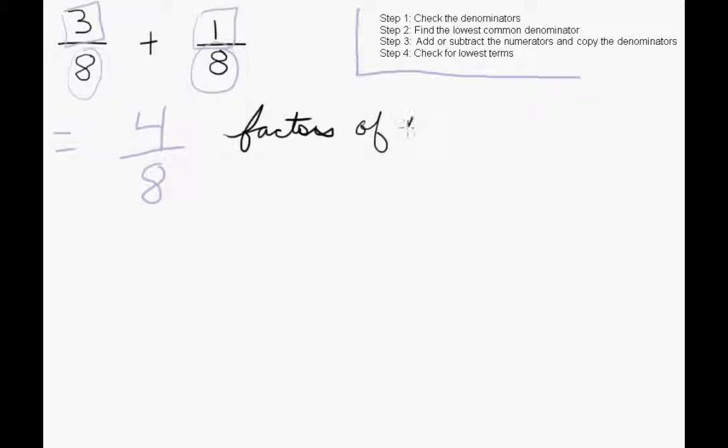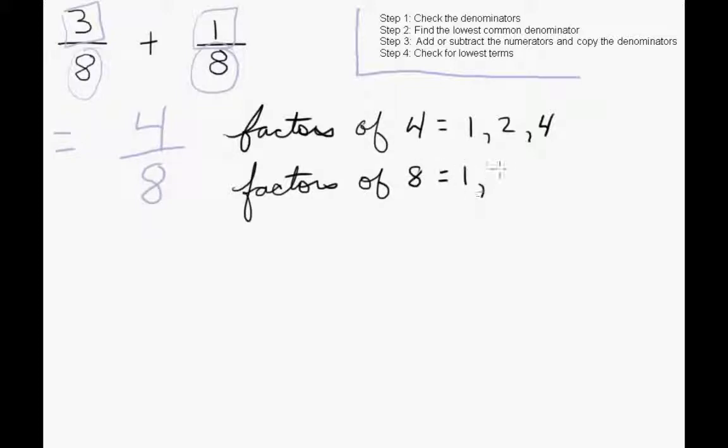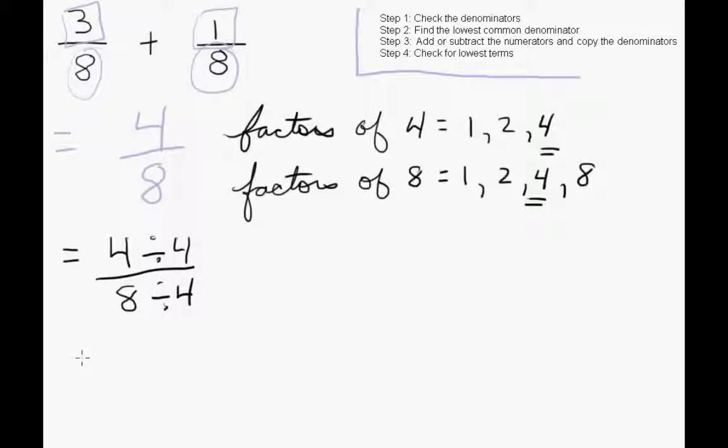of each number. So the factors of 4 are 1, 2, and 4. And the factors of 8 are equal to 1, 2, 4, and 8. Here we can see 4 is the greatest common factor. So we're going to take that greatest common factor and we're going to divide it into both the numerator and the denominator. So we're going to have 4 divided by 4 on the top of the fraction and 8 divided by 4 on the bottom.